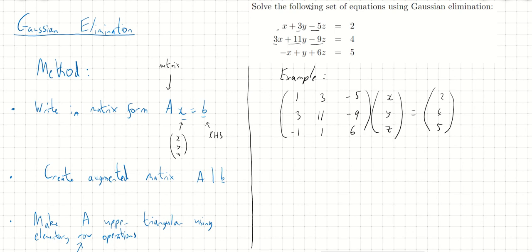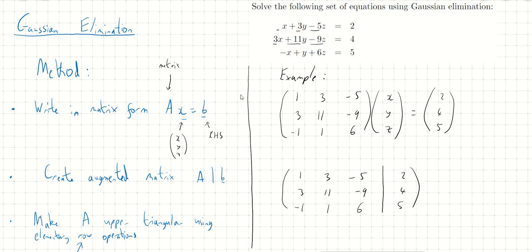Step two is to create what's called the augmented matrix. All we do is we join the A matrix with the b vector. So the matrix A, 1, 3, minus 5, 3, 11, minus 9, minus 1, 1, 6, and we're going to put a vertical line to join, and then we're going to follow with 2, 4, 5. This augmented matrix step just makes the later part of the problem slightly easier.